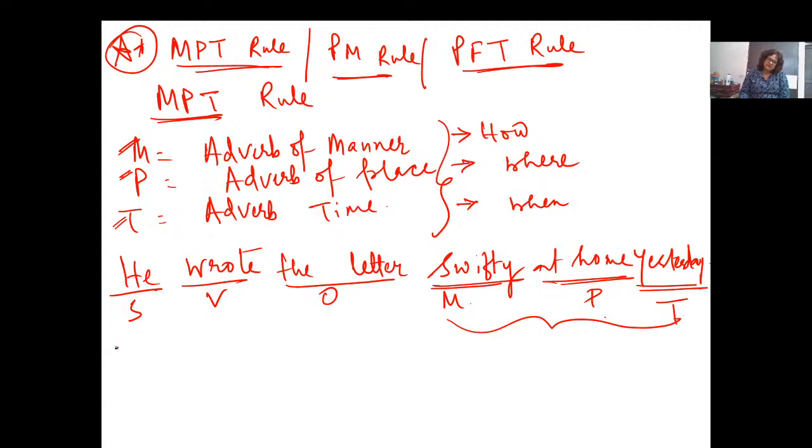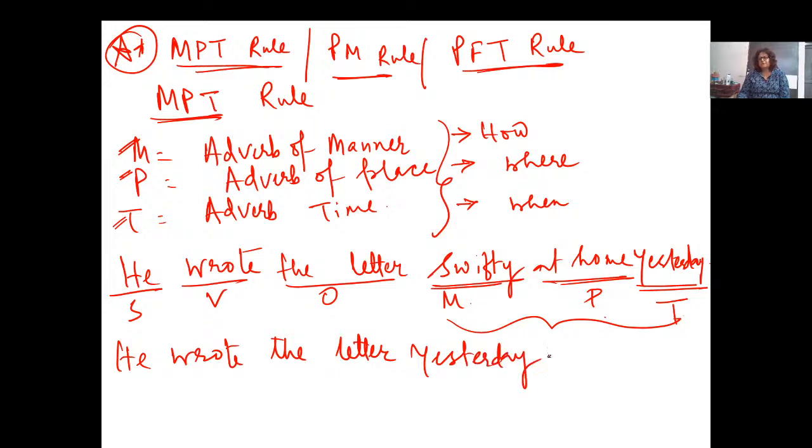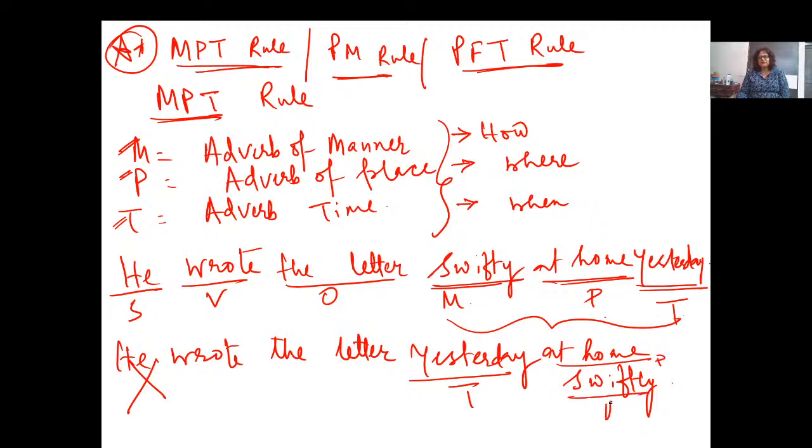But if we write this sentence like this: he wrote the letter yesterday at home swiftly, this will not be the right sentence. That is the wrong sentence. Because yesterday is a time, at home is a place, and swiftly is a manner. That is the TPM order, and it is not the correct option.